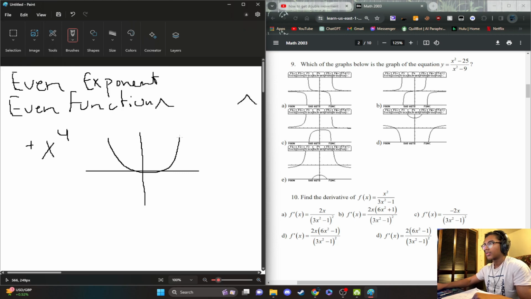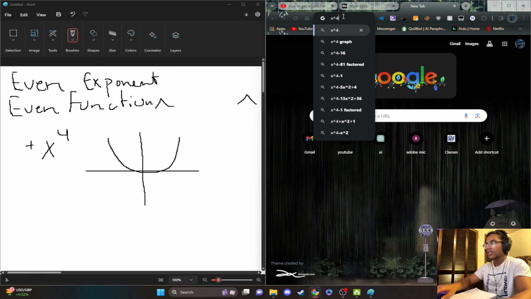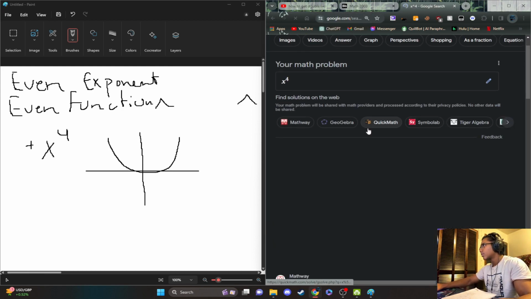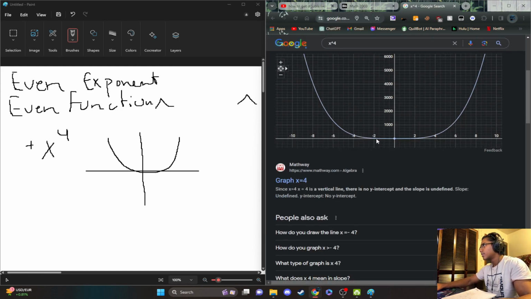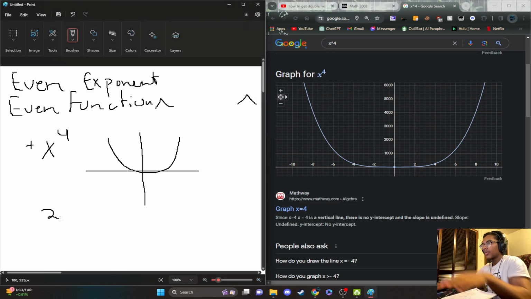This is x to the fourth. Now let me see if I can actually draw x to the fourth. Am I right? Yeah, it is. So this is what an x to the fourth looks like, right? Because anything after 3 that's even is going to look like a U. Anything after that that's odd is going to look like an S, like this, right?